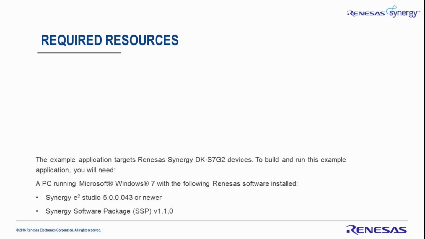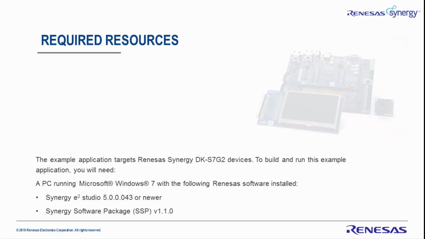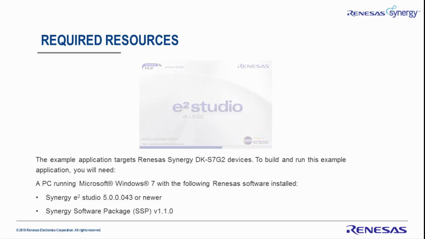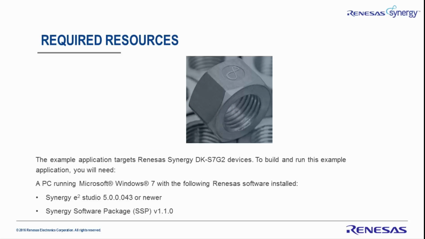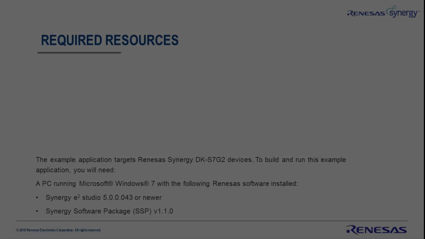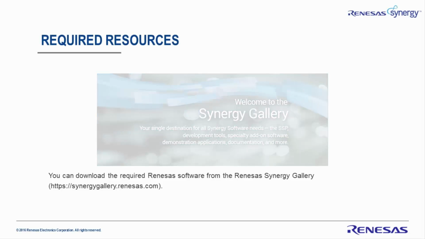Required resources. The example application targets Renesas Synergy DK-S7G2 devices. To build and run the example application, you will need a PC running Microsoft Windows 7 or 10 with the following Renesas software installed. You'll need the Synergy E² Studio version 5.0 or newer, and the Synergy Software Package version 1.1 or newer. You can download the required Renesas software from the Renesas Synergy Gallery. The link is shown here on the screen.